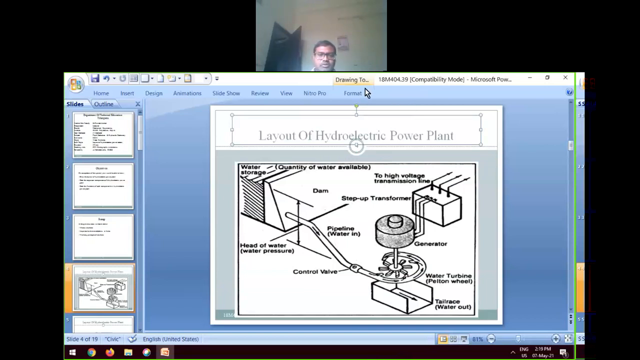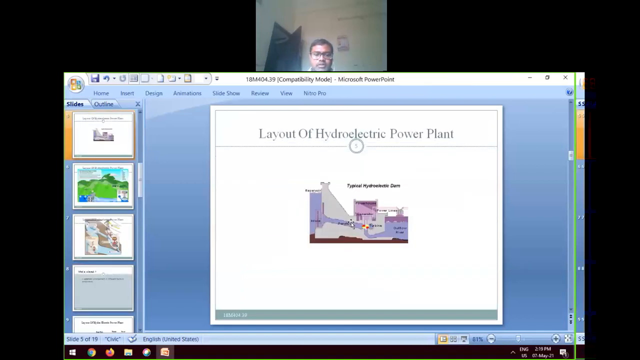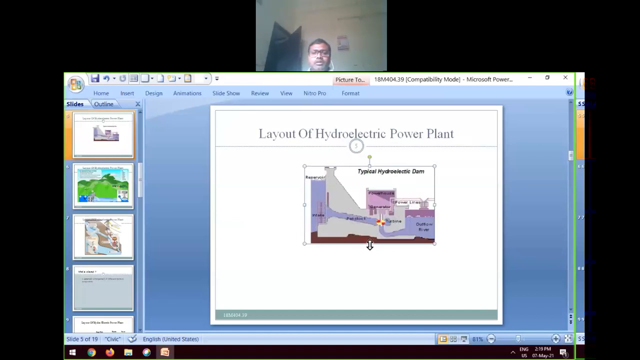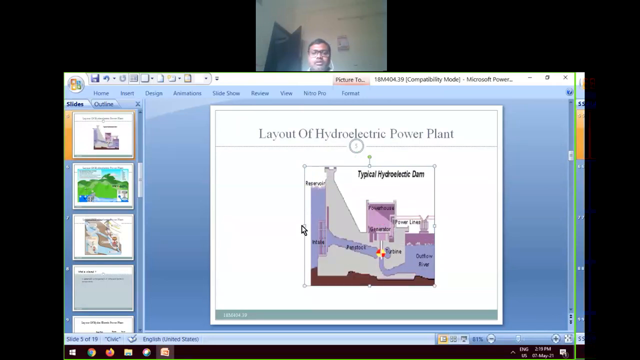In the previous class, I discussed these important parts of the turbine slightly. So this is another layout of the hydroelectric power plant, using different color codes to indicate the parts of this power plant. You can expand it so that you can understand easily.